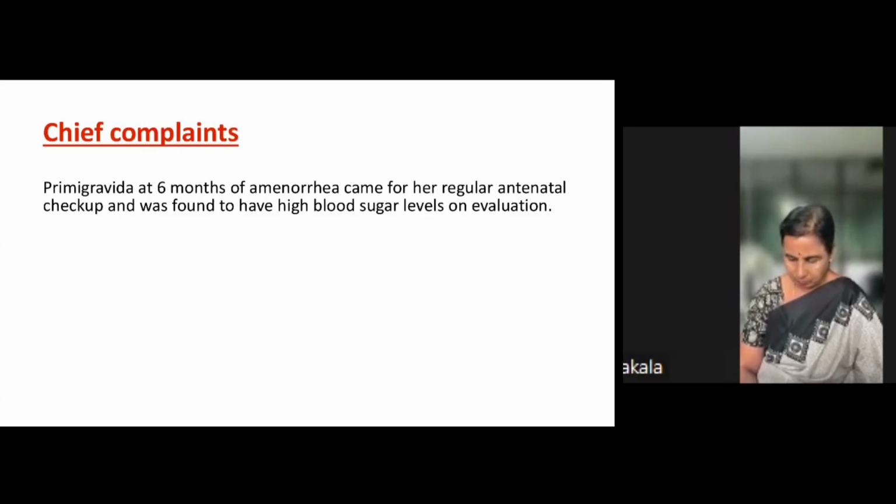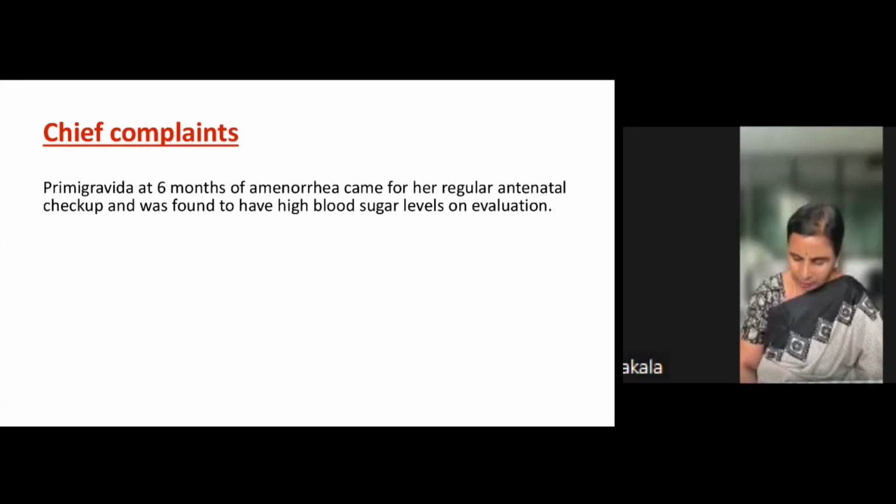the OGTT, where the patient is asked for overnight fasting and 3 days of normal diet and exercise before the test. She's given 100 grams of glucose in 300 ml of water, and 4 blood samples are taken: the fasting blood sugar, 1 hour, 2 hour and 3 hour PPBS. So according to the NDDG criteria, yeah. Carpenter and Coustan's ACOG regime.